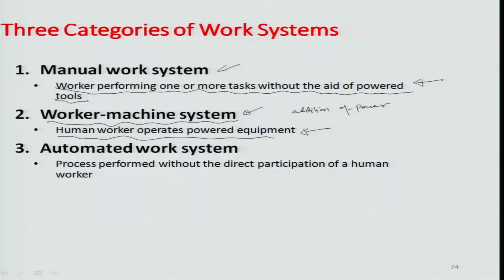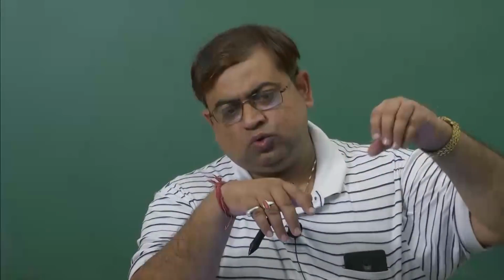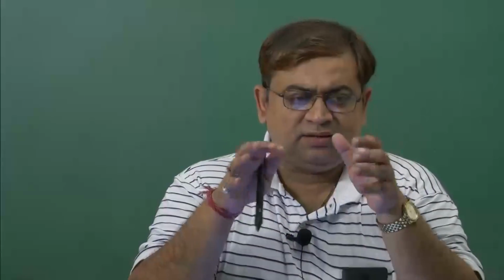And then of course the third category of work system is a completely automated work system, where we talk about a process performed without the direct participation of a human worker. For example, let us look at a transfer press. Typically a transfer press system in an automobile line is a mechanical press system comprised of several workstations with different die pairs, where different operations including forming, punching, shearing are done on those sheets to formulate a certain profile.